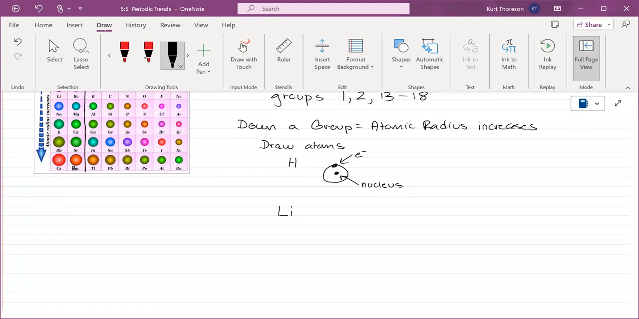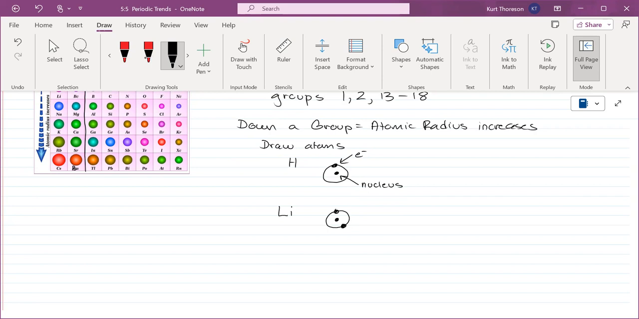Lithium has 3 total electrons. So I'm going to draw its nucleus here. It has 3 electrons. How many electrons does it have on its first energy level? 2. Is the first energy level complete? Yes. How many total electrons do you need on the first level? Does it have enough to fill out the first one? Yes. What do we do with that third electron?